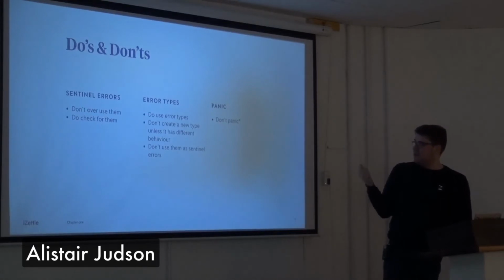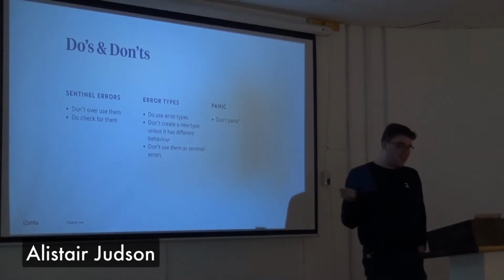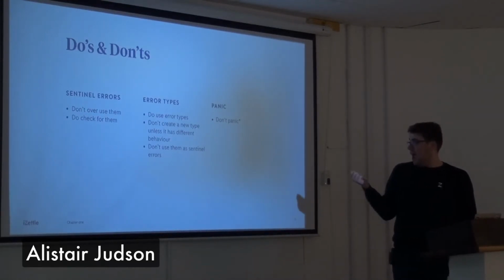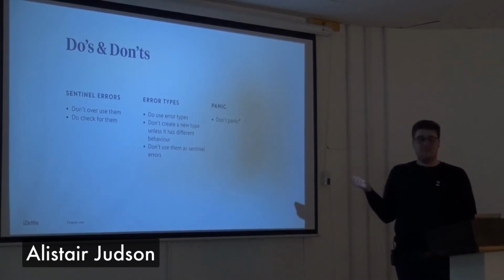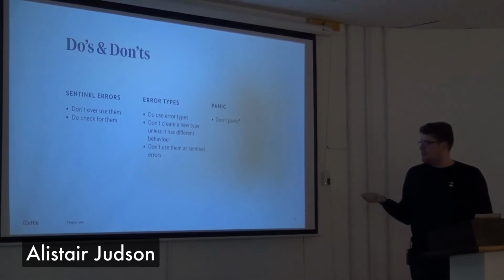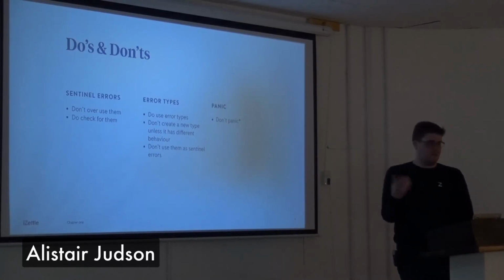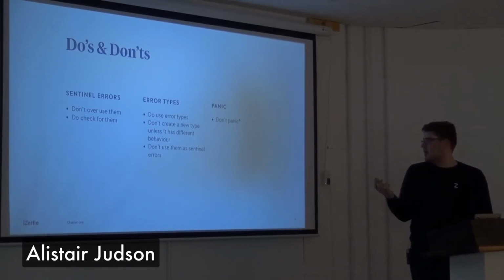So yeah, there's a few do's and don'ts that I've already probably gone through. Sentinel errors, don't overuse them, but if they're out there, check for them when you need to. Error types, you should use them. And don't create a new type unless there's actually different behaviors. And don't use them as Sentinel errors by just defining new types.